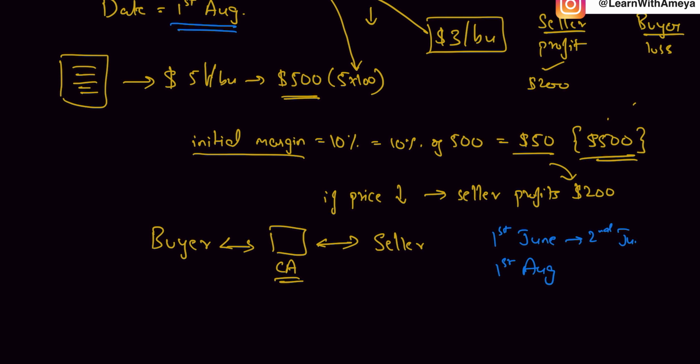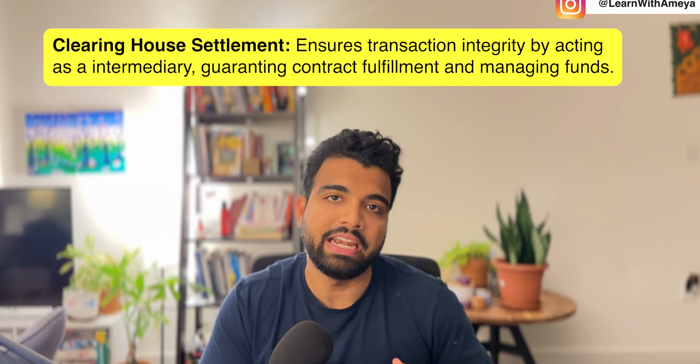So on 2nd June, the clearing agent will check what the price of the wheat is. Let's say it has dropped to $3. That means it's a profit for the seller and a loss for the buyer. So the amount that the seller has profited will be transferred from buyer to seller if the price goes down. If the price goes up, that means the buyer has profited, so the seller has to pay the buyer. And this happens on an everyday basis. So this means we have a clearinghouse settlement that happens every day.